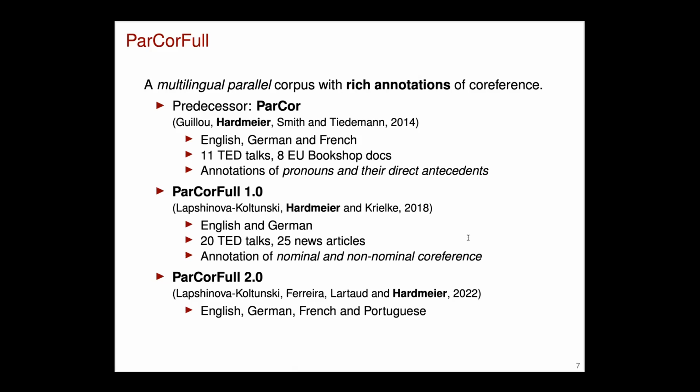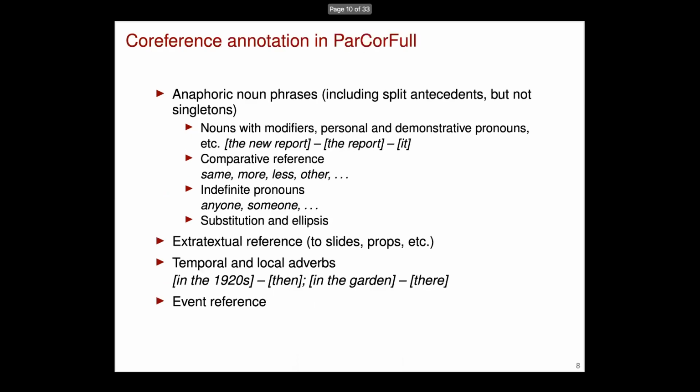And now this year we are releasing the second version of the corpus, ParCorFull 2, which is roughly equivalent in scope to ParCorFull 1, but it now covers 4 European languages: English, German, French, and Portuguese. With not exactly parallel text in similar languages, but mostly parallel documents. So there are parallel documents across all of those languages.